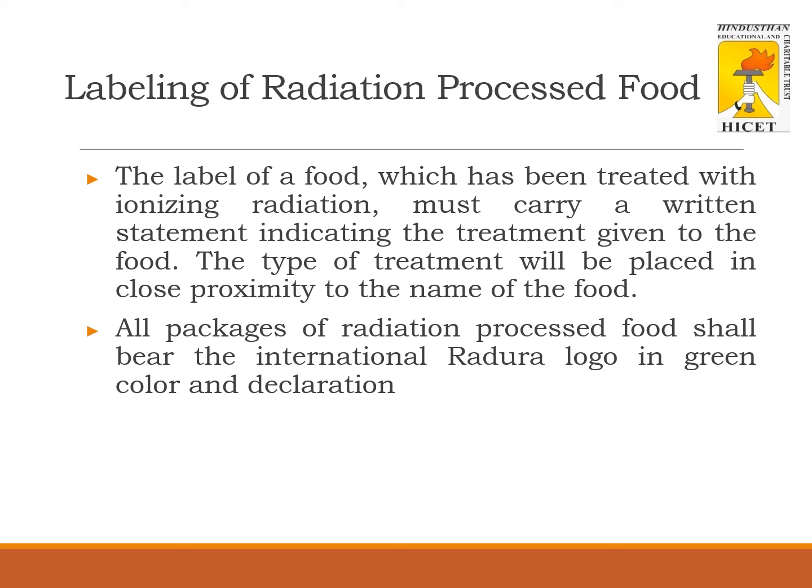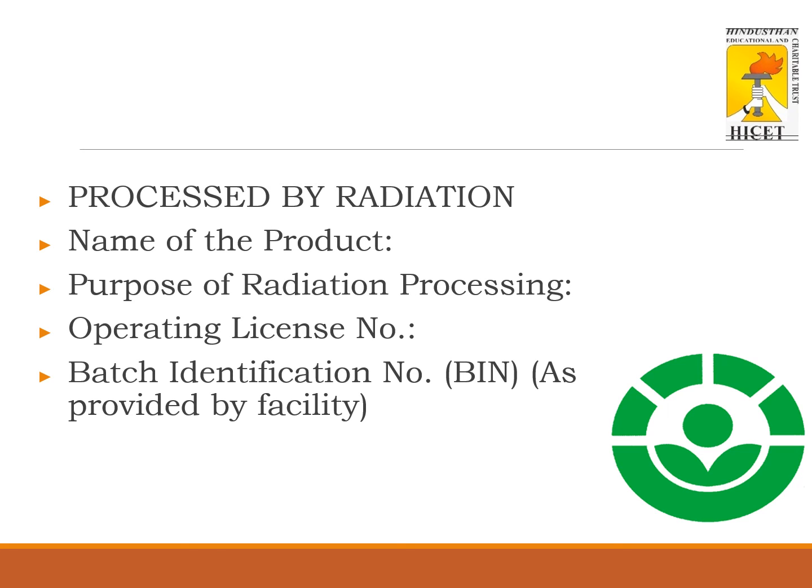Let's now see the labeling of radiation processed foods. Any food product which is irradiated must contain the statement declaring the type of treatment given to the food product. It must be in close proximity to the name of the food, and all the packages of radiation processed food shall bear the international RADURA logo, which is in green color, and it must be declared on the label. The following details must be provided on the label: name of the product, purpose of radiation processing, operating license number and batch number.